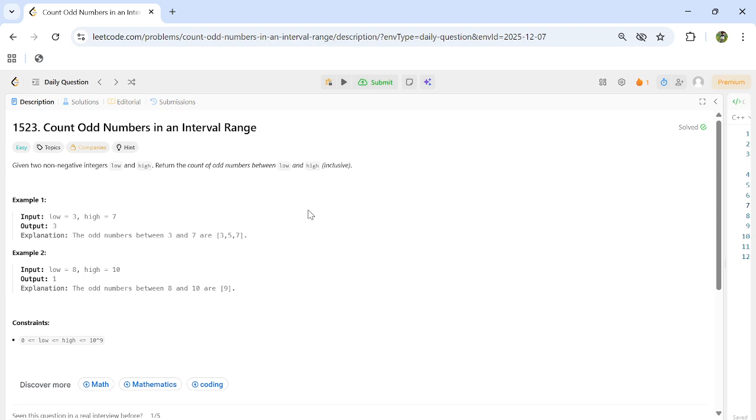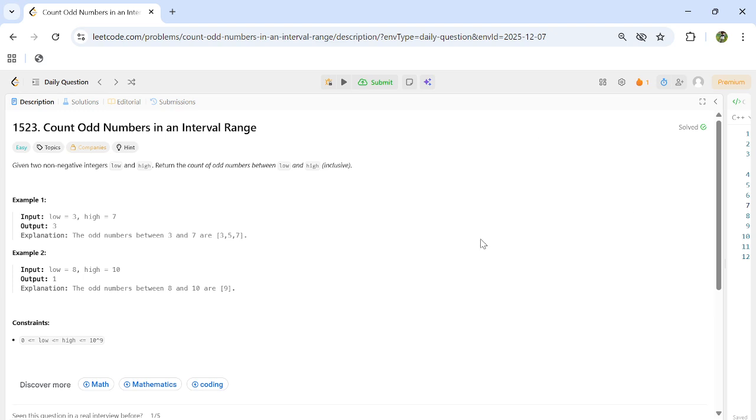Hello everyone. Today we will solve the LeetCode question number 1523, Count Odd Numbers in an Interval Range. Now let's first read the question. Given two non-negative integers low and high, return the count of odd numbers between low and high inclusive.